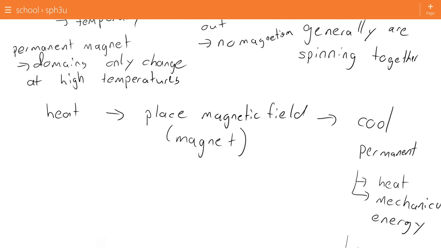What's actually way more common is materials that don't form domains or don't have the electrons that are spinning in ways that can form magnetic fields, and so the vast majority of substances have no magnetic properties at all. And, you know, we experience that all the time with things that aren't metals for the most part.